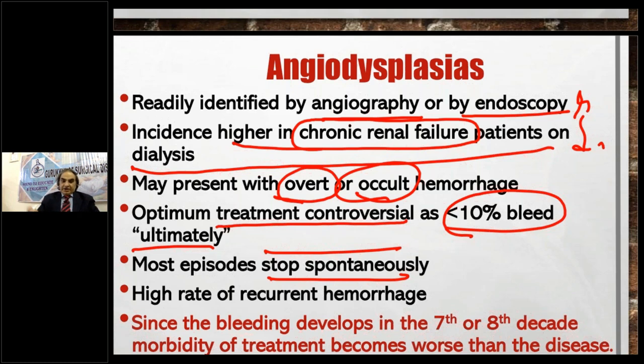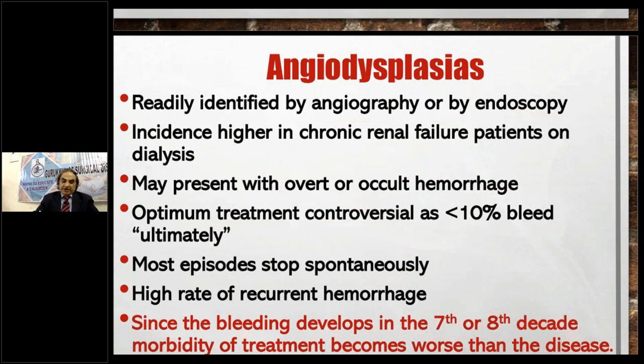And in addition, the last part is very, very important. Since the bleeding develops in the 7th or 8th decade, the morbidity of treatment becomes worse than the disease. So nobody knows whether they need to be treated. You just keep replacing the RBCs, and they live when they stop bleeding. So nobody knows how much. It's quite an enigma if you really look at it.